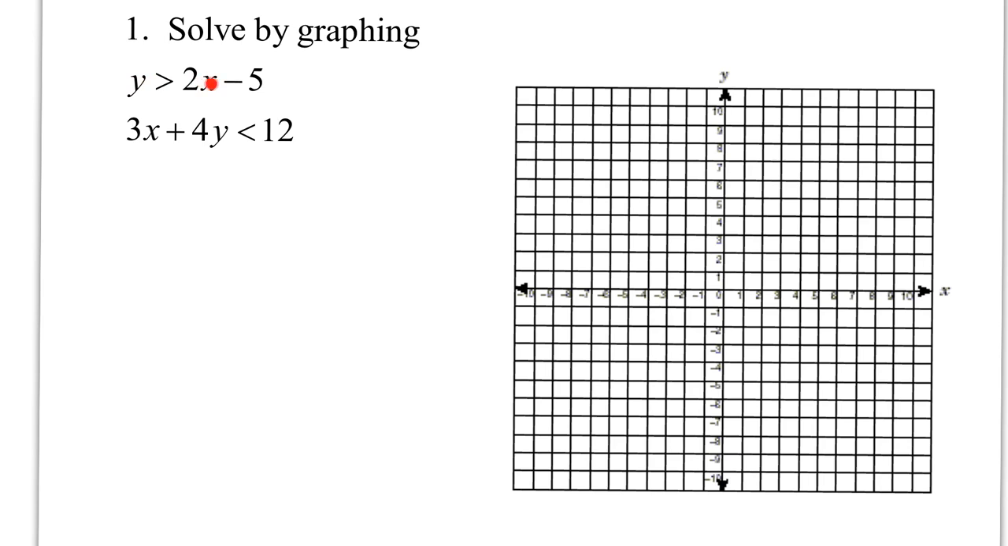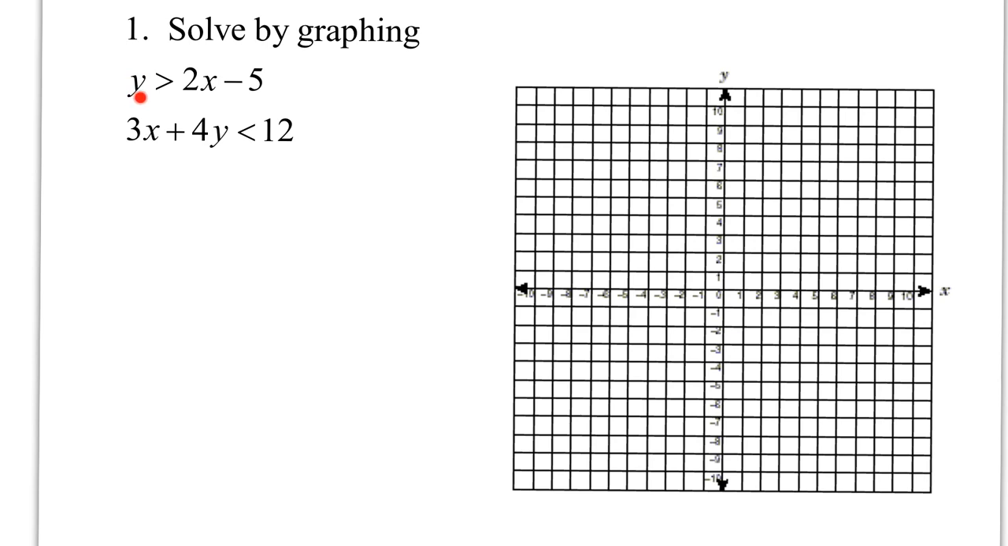The first inequality up here, we have y is greater than 2x minus 5, and that's the one I gave you guys in the previous slide. Well, we are going to graph. We are going to find the solution of what x and y makes a true statement for both inequalities.